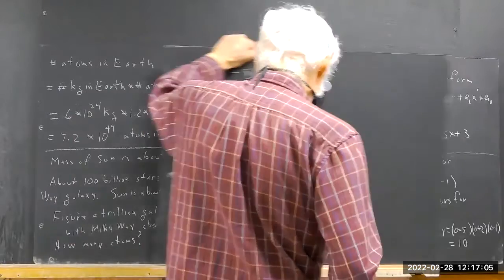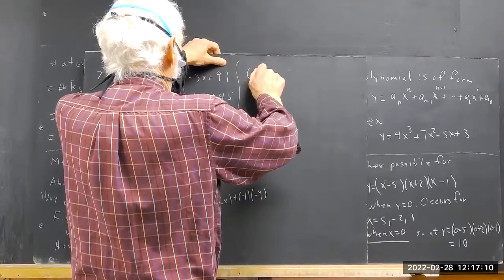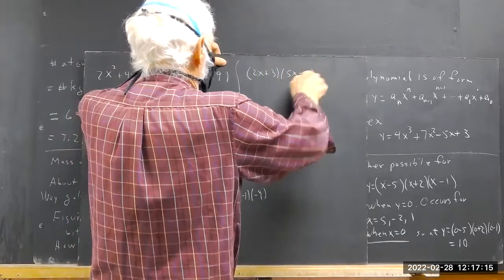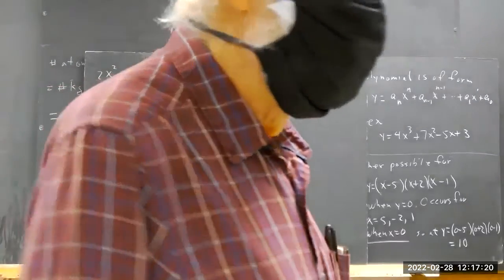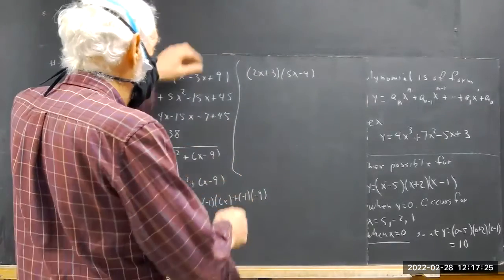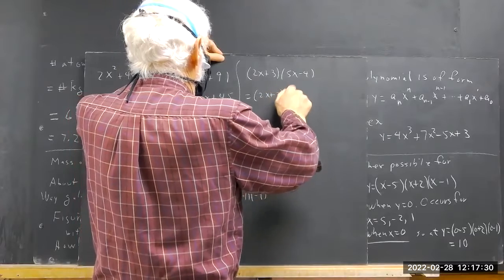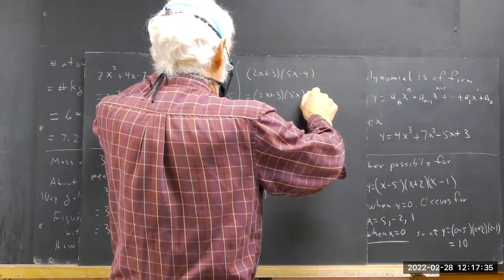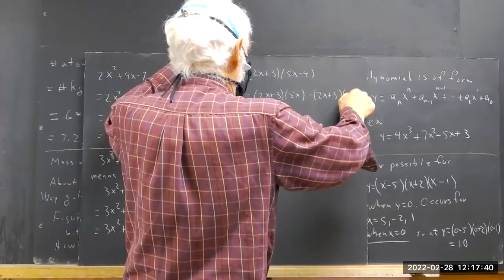Now, what's 2x plus 3 times 5x minus 4? Well, the distributive law tells you two ways we could write this. I'm going to write it this way: 2x plus 3 times 5x minus 2x plus 3 times 4.